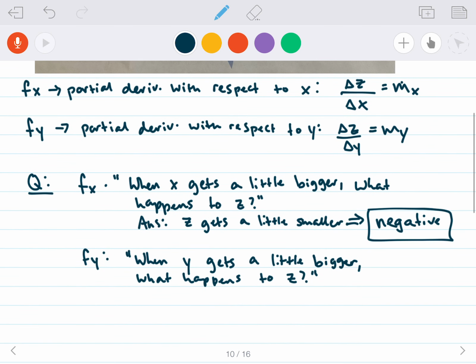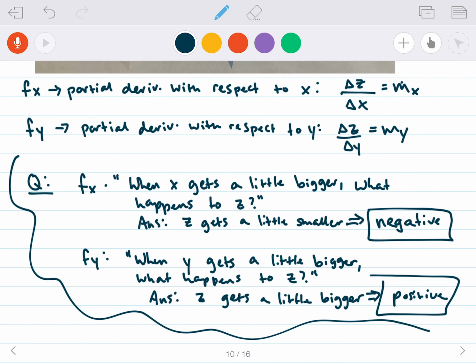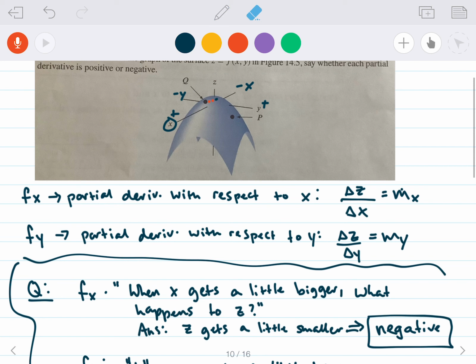So we can say that our answer is z gets a little bigger, which would mean that we have a positive slope in the y direction. Okay, so that was Q. So this was all for point Q. Now let's take a look at what happens at point P. At point P, we can do the same kind of analysis.